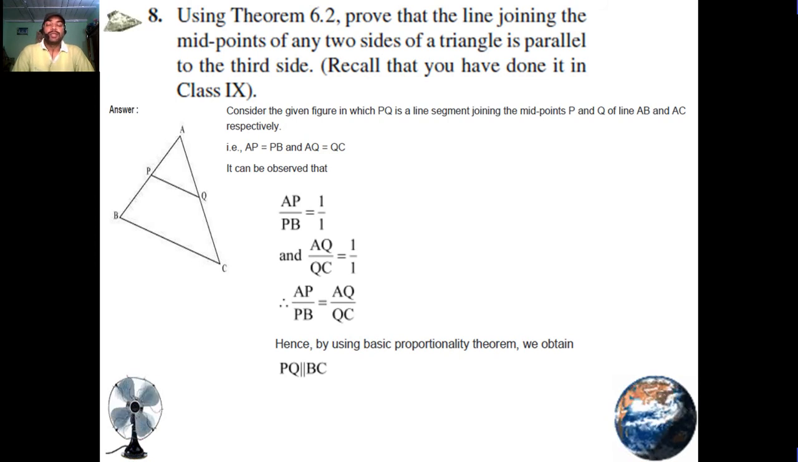It can be observed that AP upon PB is equal to 1 upon 1. AQ upon QC is equal to 1 upon 1. That is, AP upon PB is equal to AQ upon QC. Hence, by using BPT, we obtain PQ is parallel to BC.